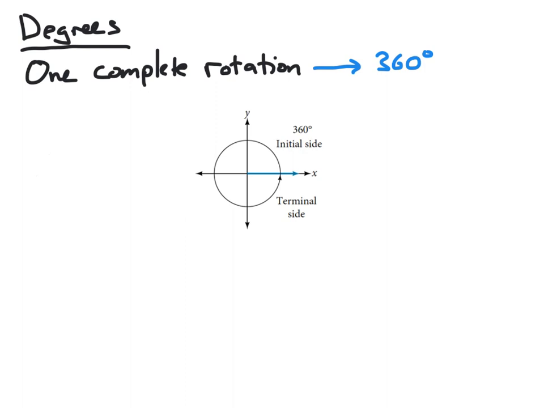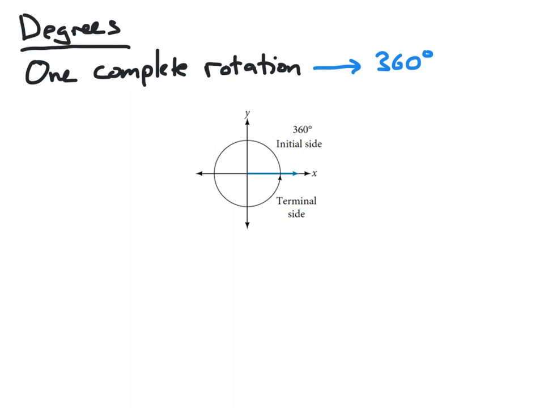We'll first discuss the degree measure of an angle. Degrees are the units that most people are most comfortable with. In this case, degrees are easy to define: we start by defining one complete rotation to be 360 degrees.